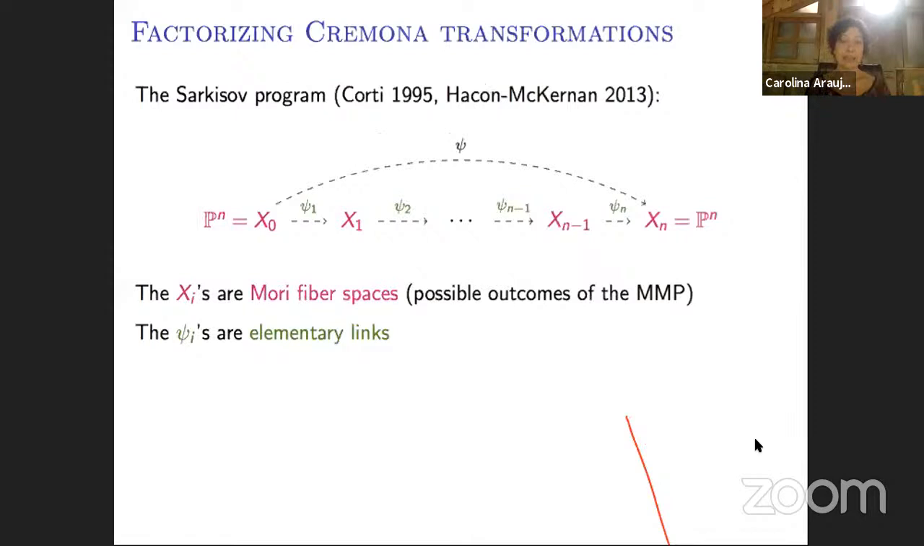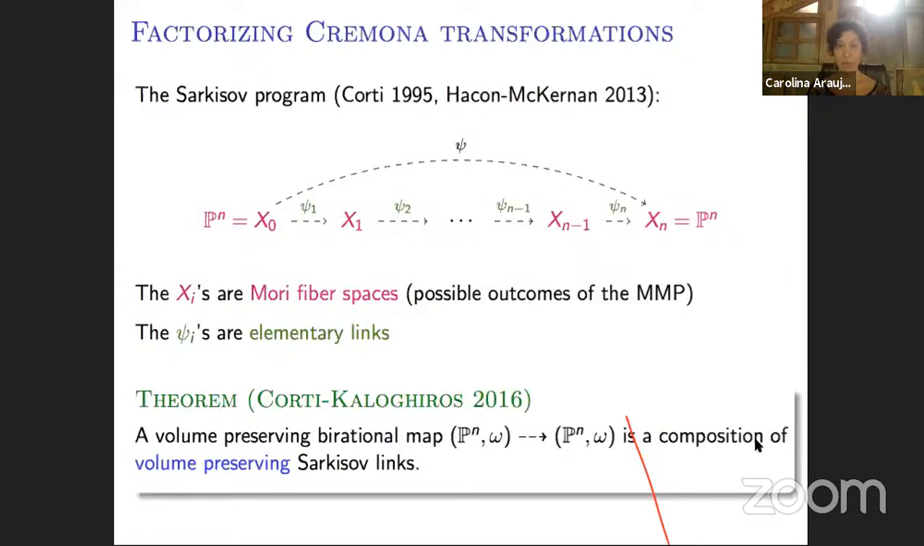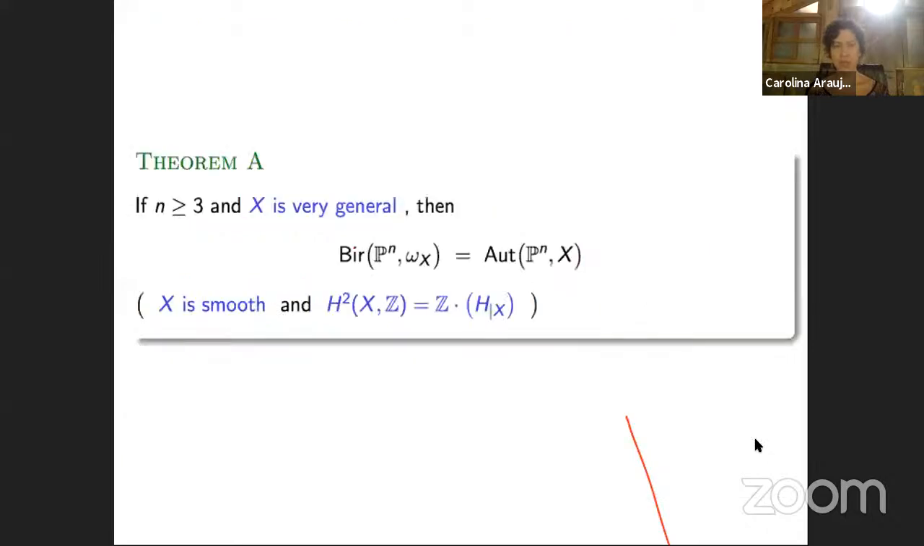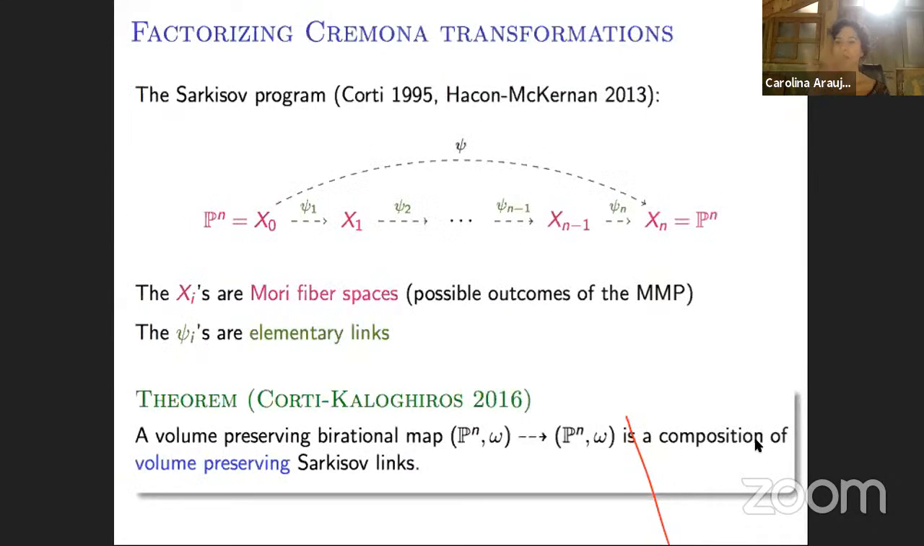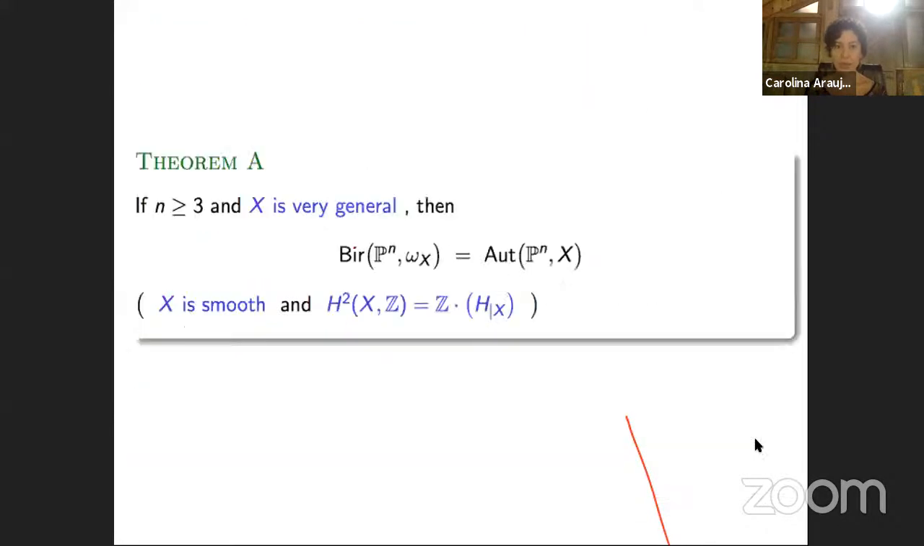And then the tool that we use is again the Sarkisov program, but a special version of the Sarkisov program for volume preserving maps. So there is a more recent version of the Sarkisov program that says that a volume preserving birational map of Pn is a composition of volume preserving Sarkisov links. I do not want to get too much into it, but this is just a refined version of the Sarkisov program. And exploiting this tool, this is the first theorem that we prove.